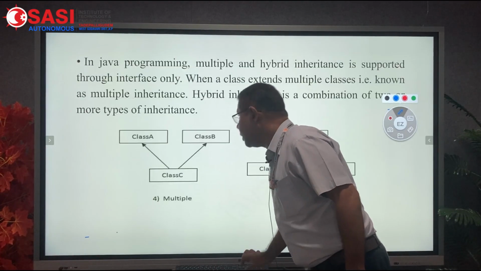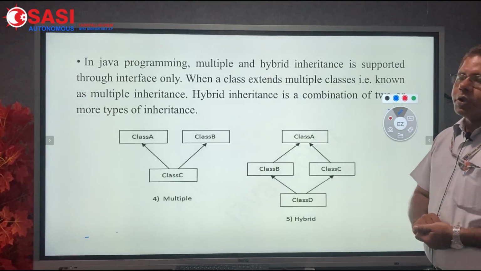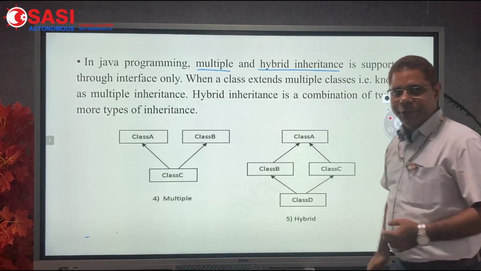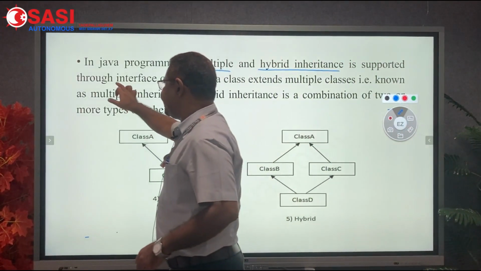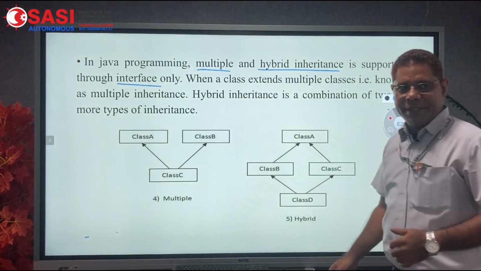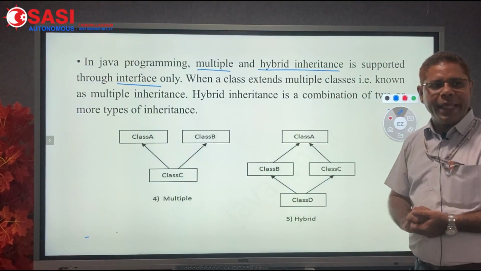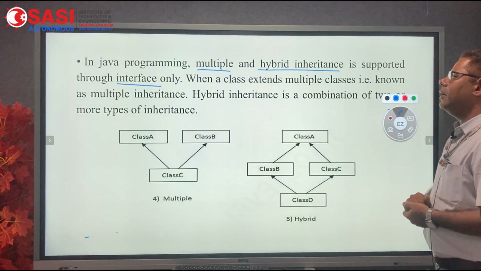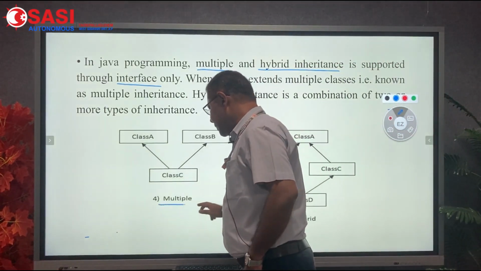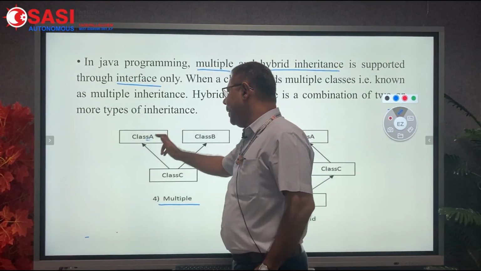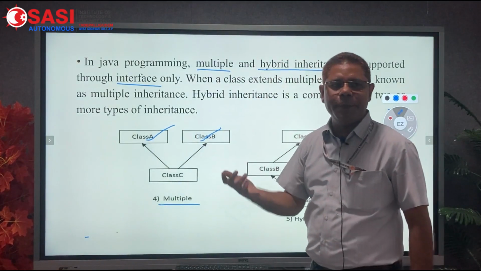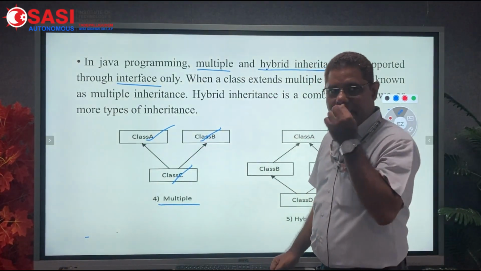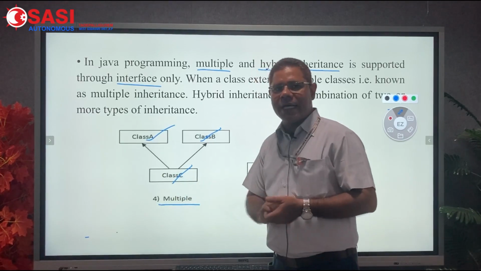Next concept. In Java programming, we can achieve multiple inheritance and hybrid inheritance using the concept of interfaces. So by using interfaces, we can achieve multiple inheritance and hybrid inheritance in Java. First we can see multiple inheritance. That means multiple existing class properties can be used in one class. Here class A and class B can be used in class C.